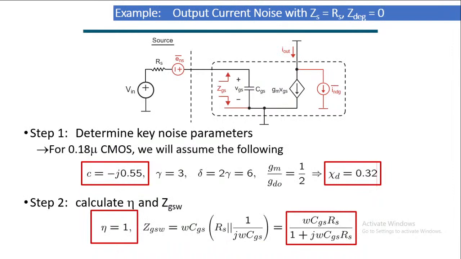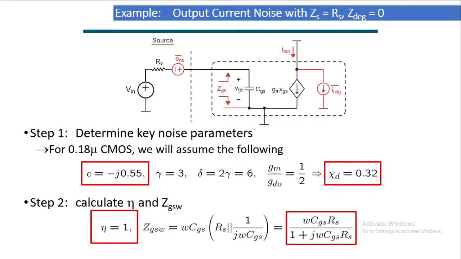Now let us look at an example. Output current noise when ZS is equal to RS. So in ZS there is no capacitance or inductance, and ZDEG is equal to 0. So the source is directly connected to ground without any impedance.